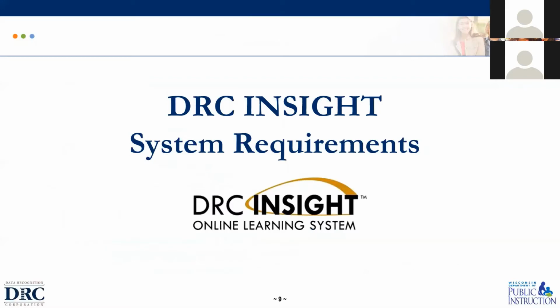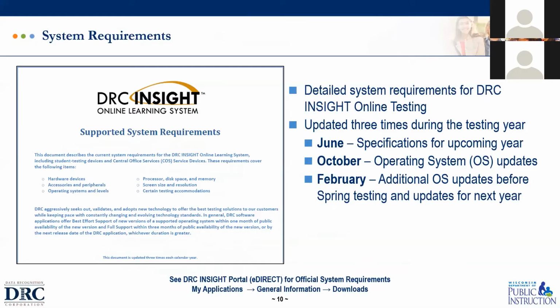So let's get into a little bit of the system requirements. We publish the system requirements 3 times a year. The main one is the one published at the end of June, which gives you the specifications for the testing devices and the COS service device that you can expect to use throughout the year. We do a couple other updates, one in October, which was just recently published, and then another in February, right before spring testing windows start.